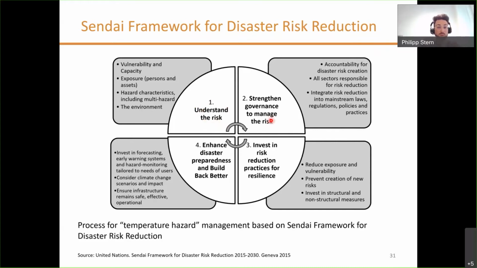Then strengthen the governance to manage the risk. So this is also very important. Invest in risk reduction practices for resilience. So what could that be in the building? Just think about some things which you have in mind, and then enhance disaster preparedness and build back better. So this is also a very important concept of resilience, this build back better, so that the rebound, when the building bounces back.